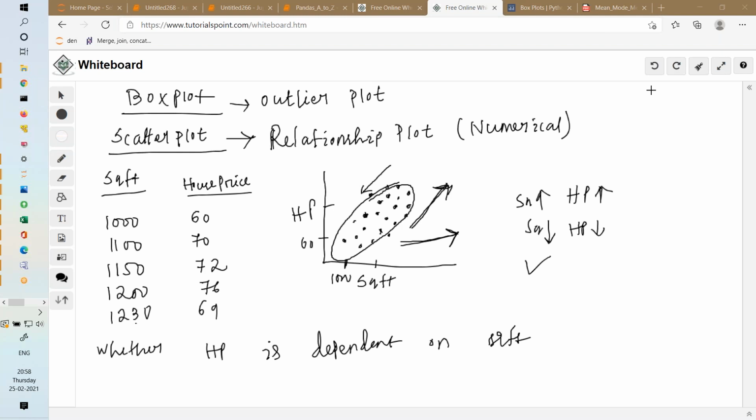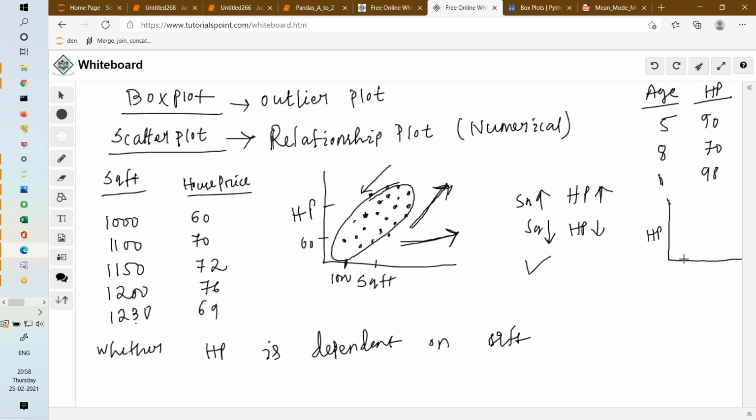Let's say age of the house, how old the house is, and then the price of the house. The house is 5-year old, price is 90 lakhs. The house is 8-year old, the price is 70 lakhs. The house is 1-year old, the price is 98 lakh, and so on. So if I plot this data, let's say this is my house price and this is my age of the house, and I'm getting a point.